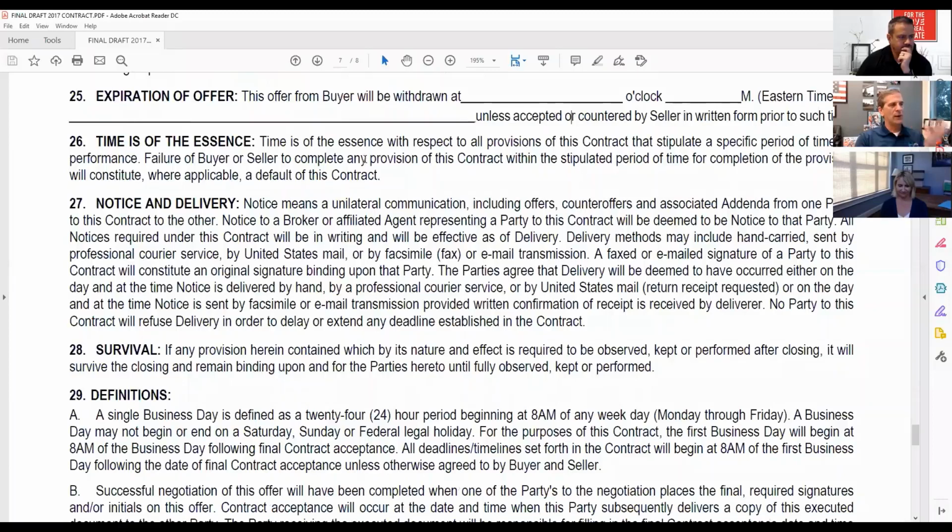Time is of the essence. It's basically a legal term. If there's a time frame in here, it means the time frames do matter. And when the court looks at those, they are supposed to look at those time frames as significant.